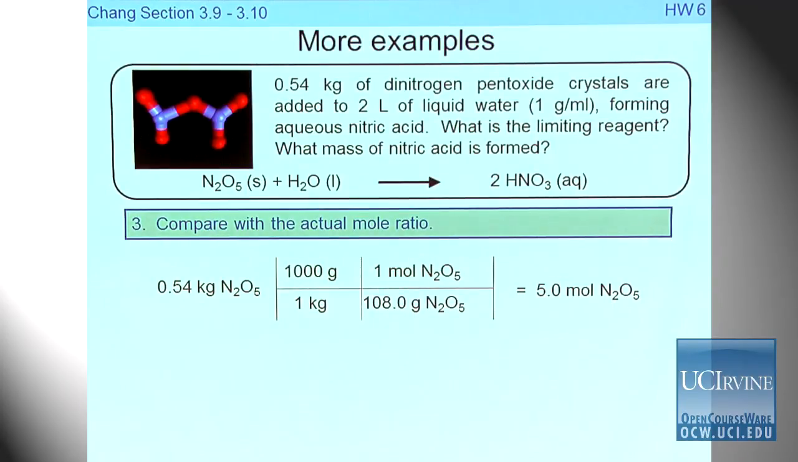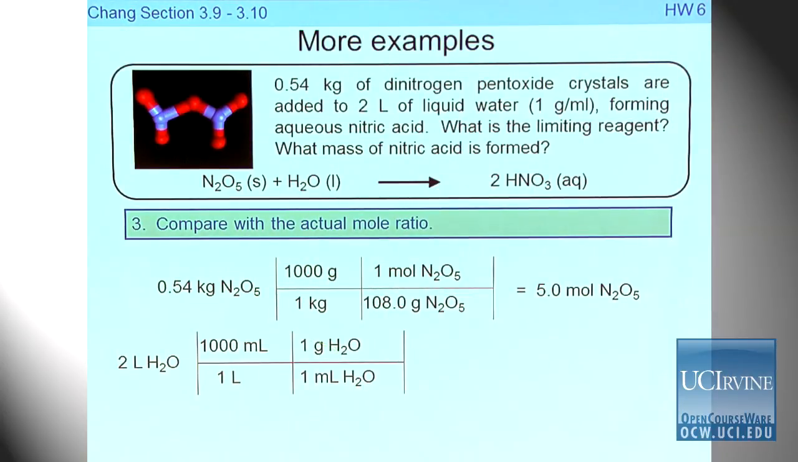All right. Next step, let's do the same for water. There it is. 2 liters of water, I have to go to a mass. Unfortunately, the density is given here in grams per milliliter. So what I do first, I'm going to convert this to milliliters. There's 1,000 milliliters in 1 liter. That means I have 2,000 milliliters. 2 liters equals 2,000 milliliters. And then I can multiply it by the density here, 1 gram per milliliter. There you go, 1 gram per 1 milliliter.